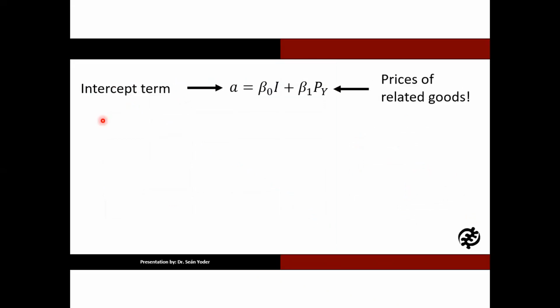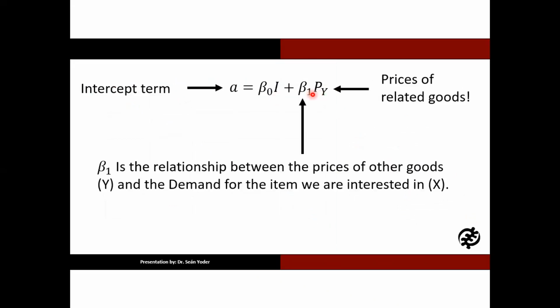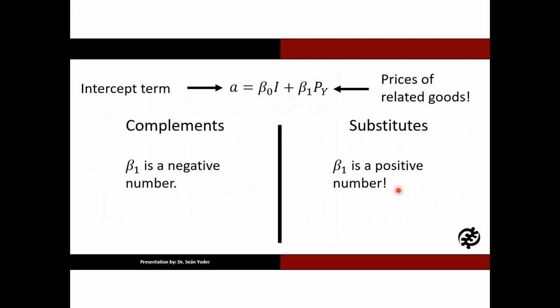So here we go. We're interested in the price of X. So this is the price of Y. Beta 1 is the relationship between the price of something else and the demand we're interested in. This also comes in two flavors. Complements, things that go together, would make beta 1 a negative number. Substitutes would make beta 1 a positive number. Let me give you some examples.